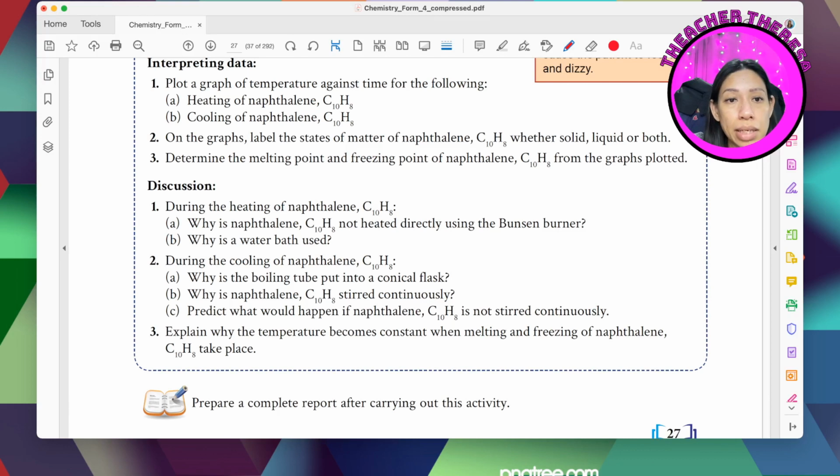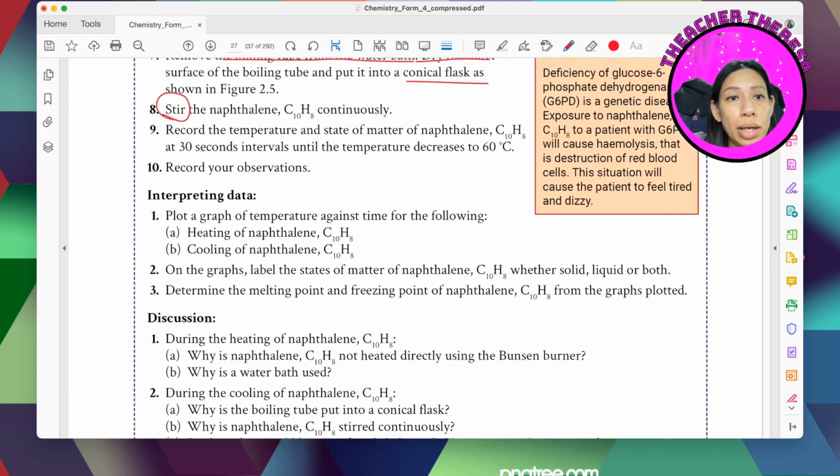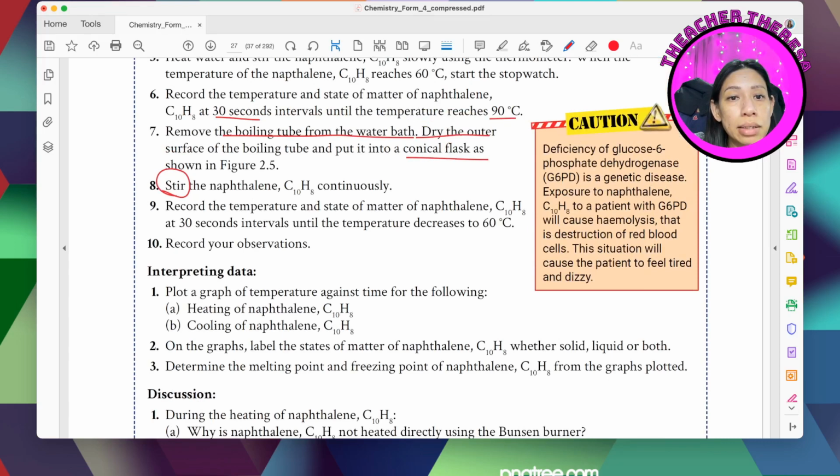Stirring is one of the things to mention when you discuss the precautionary steps taken. So you can say that stirring the naphthalene continuously and heating the naphthalene in a water bath are precautionary steps you can take to ensure that you get the correct data.